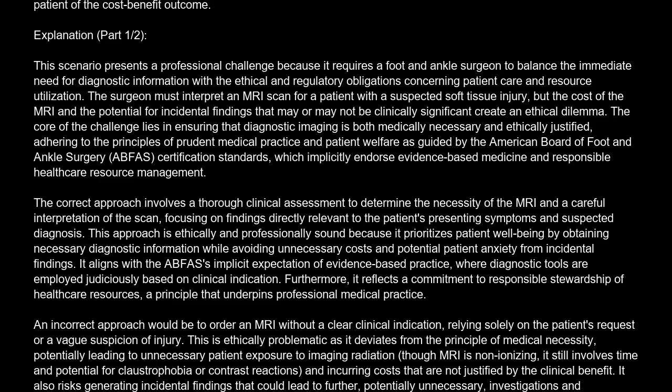Another incorrect approach would be to dismiss significant findings on the MRI that are outside the immediate scope of the initial complaint without further consideration.